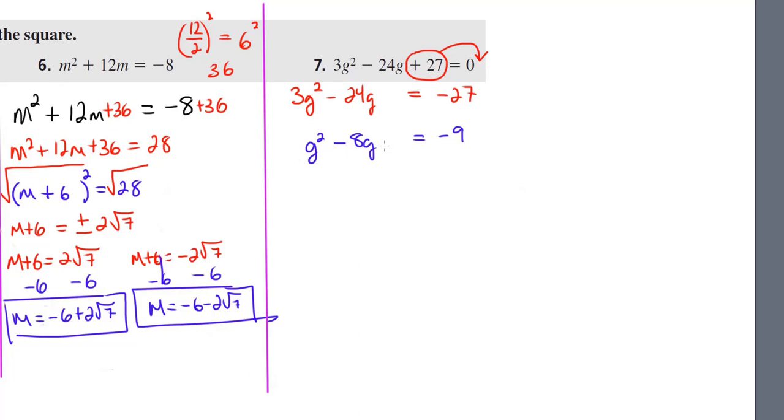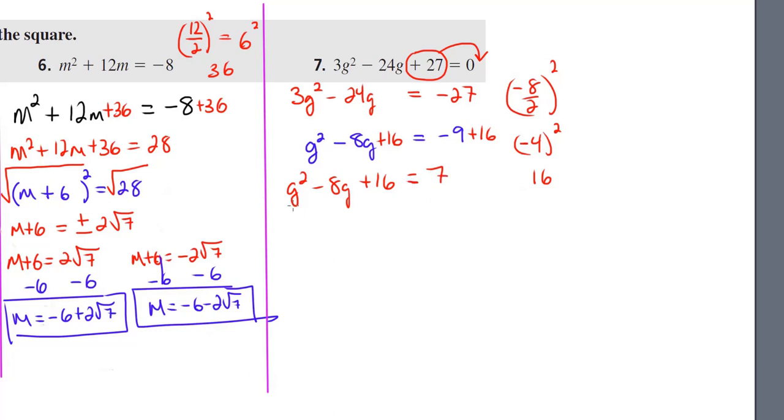And now we need to find our new c value. So we're going to take our b value here, negative 8, divided by 2, then square it. Negative 8 divided by 2 is negative 4, and negative 4 squared is 16. So we're going to add 16 to both sides. This gives us g squared minus 8g plus 16 equals 7.